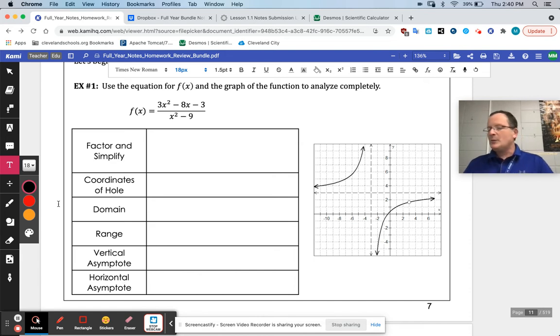So the first one is to factor and simplify. So if I take f of x, let's go red, and I factor the numerator.